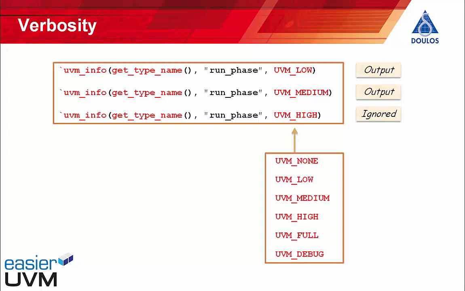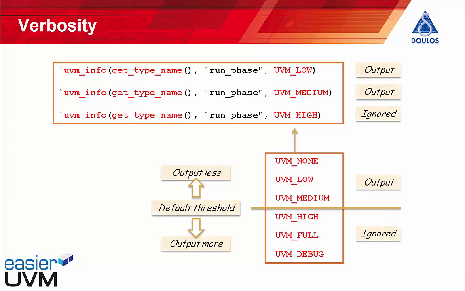There's actually 6 predefined enumeration values for verbosity ranging from UVM none up to UVM debug. And there's a default threshold. The default threshold is actually UVM medium, and that means that any message with verbosity UVM medium or lower will be output. Any message with a verbosity of UVM high or higher will be ignored. You can move the verbosity threshold up or down. If you move the verbosity threshold up on this diagram toward the UVM none end, that will mean that there'll be less output. If you move the verbosity threshold toward the UVM debug end, that'll mean there's more output, fewer reports get ignored.